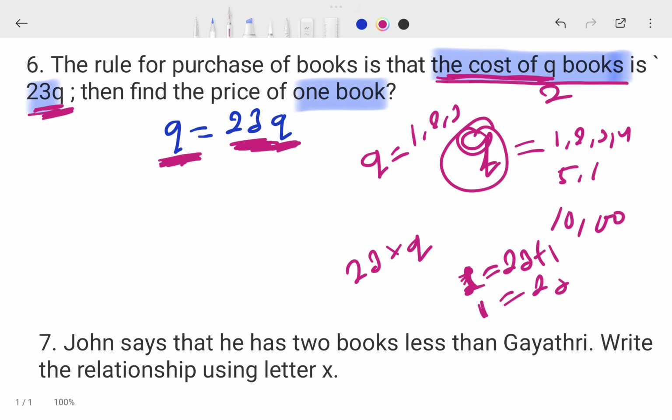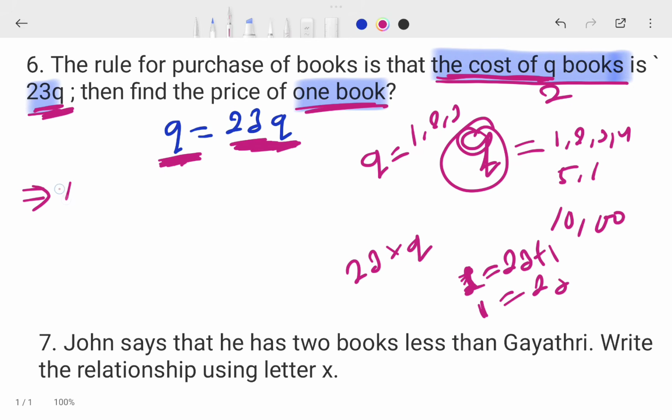So what is the price of one book? One book means we simply understand one book price means 23 into q, so we are asking one book, so multiply by 1. So what is the answer? Answer is 23 only, 23q. So how many books were needed? You can write it. So what is the price? 23 only, so write it. The price of one book will be 23.